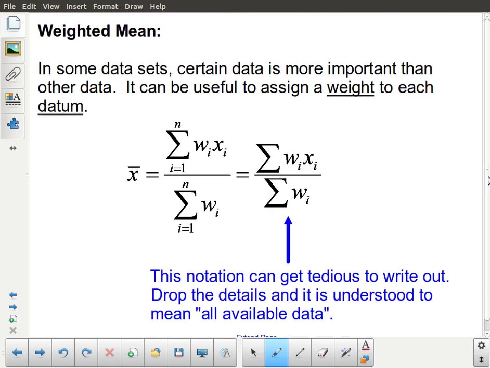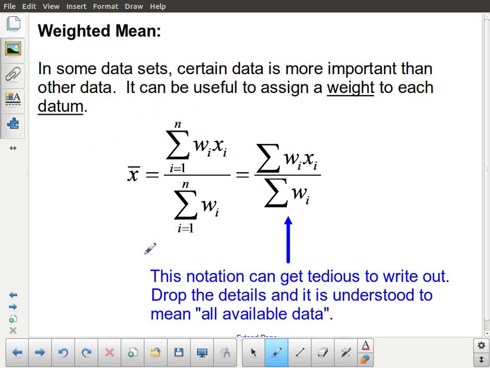Okay, now there's another type of mean that can be quite useful, which is known as the weighted mean. Sometimes we want to assign more value to a particular data point that we have. And this is something that most students are familiar with. We don't normally weight tests and quizzes to be the same. Your term mark and your final exam mark are often different, that sort of thing.